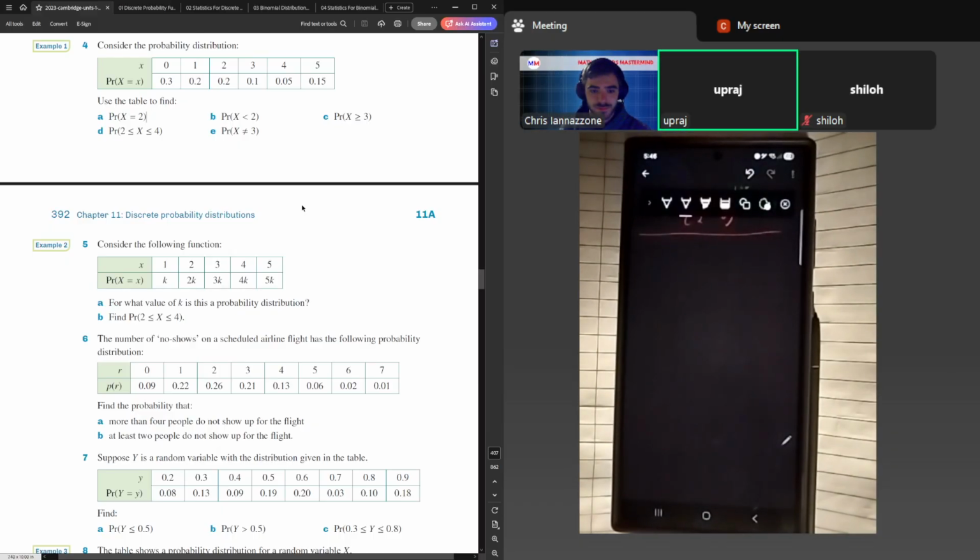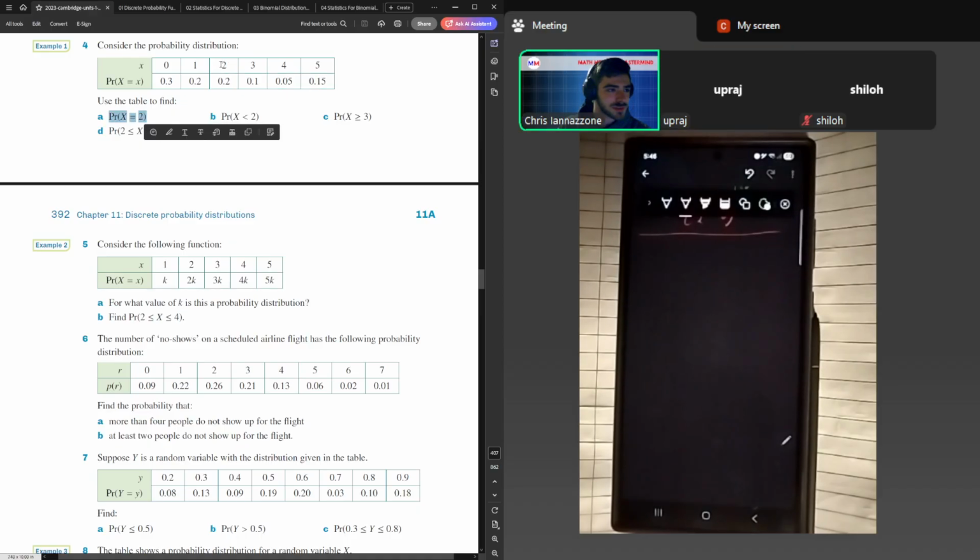When the column with the table where x is equal to 2, the probability is 0.2. Yeah, correct. So probability capital X equals 2 just means look at this spot and then look down below it. That is the required probability. Nice. Part B, x less than 2.